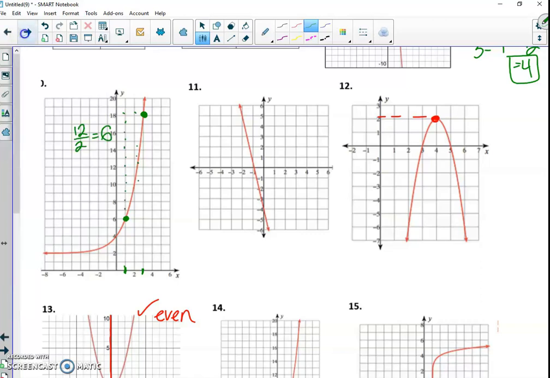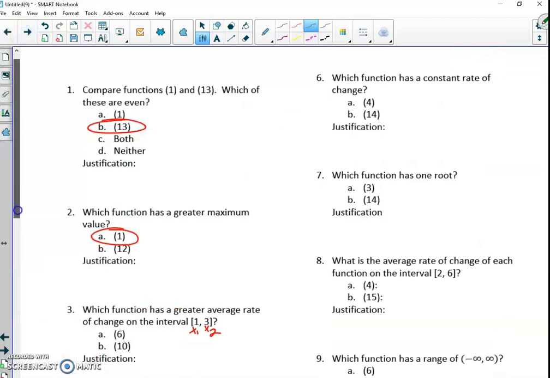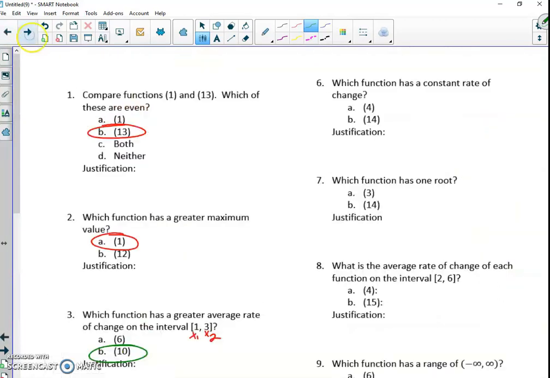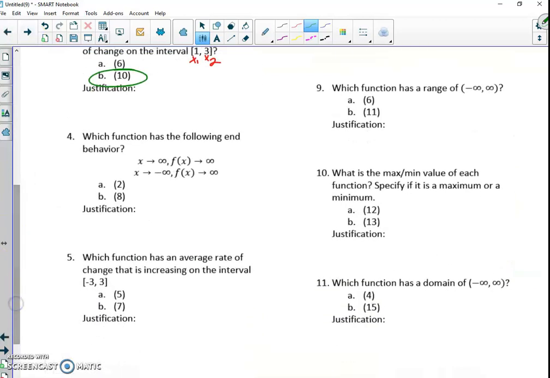So that's definitely greater. Which one has a greater rate of change? Number 10 definitely has a greater rate of change. It has a rate of change of 6 versus the other one, which was 4. Okay, all right, number 4.